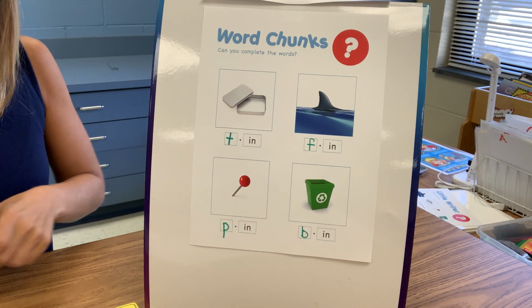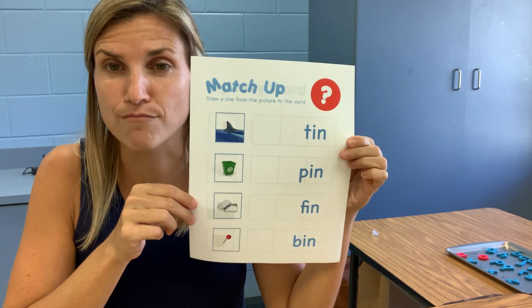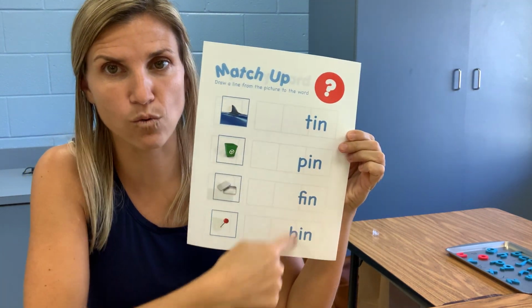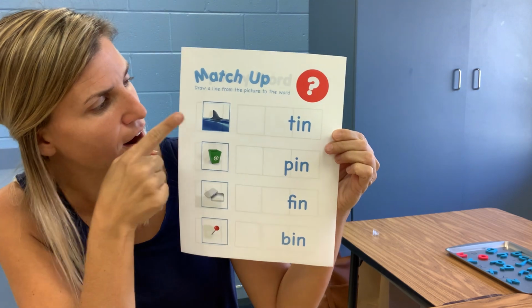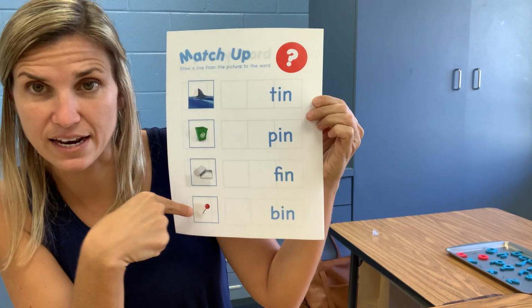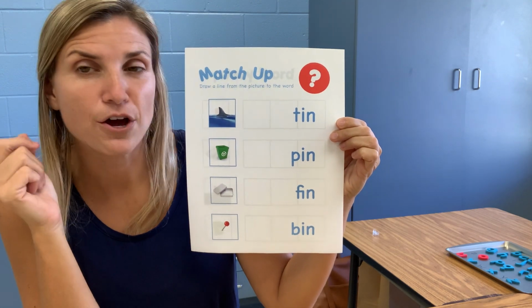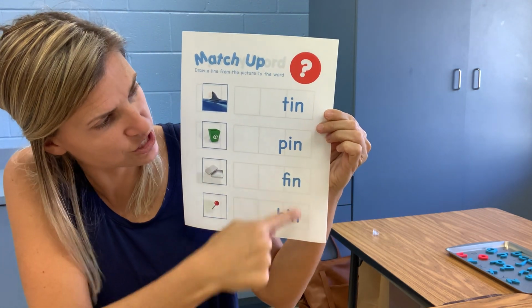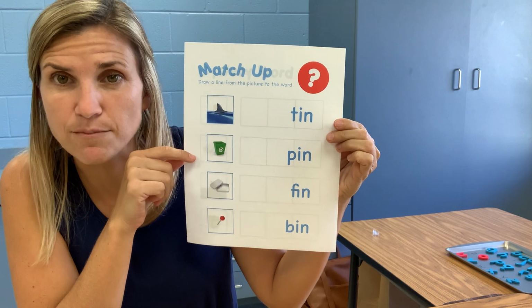B-I-N, bin. So we are going to do in Seesaw today a little activity. The first thing you're going to do is match the picture to the word. So our pictures are fin, bin, tin, pin. You're going to need to listen for the first sound and match it to the word that has the same first sound.